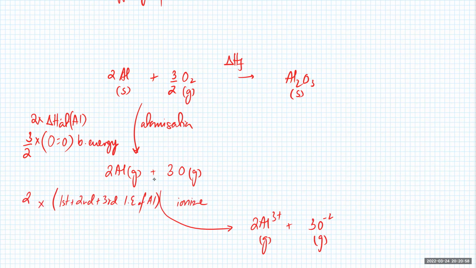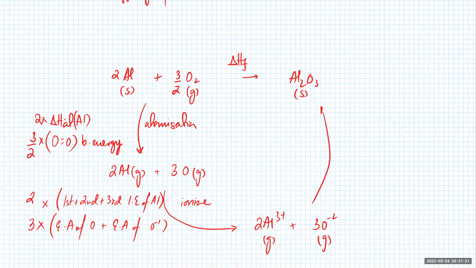Oxygen forms a -2 ion, so it's the electron affinity of oxygen plus electron affinity of oxygen -1. Remember, 2 electrons would be gained. Oxygen will first turn into oxygen -1, then oxygen -1 will turn into oxygen -2. And there are 3 oxygens, so this will happen to all 3 of them. And that's the last step. This one is my lattice energy. So anyways, coming back to the question.